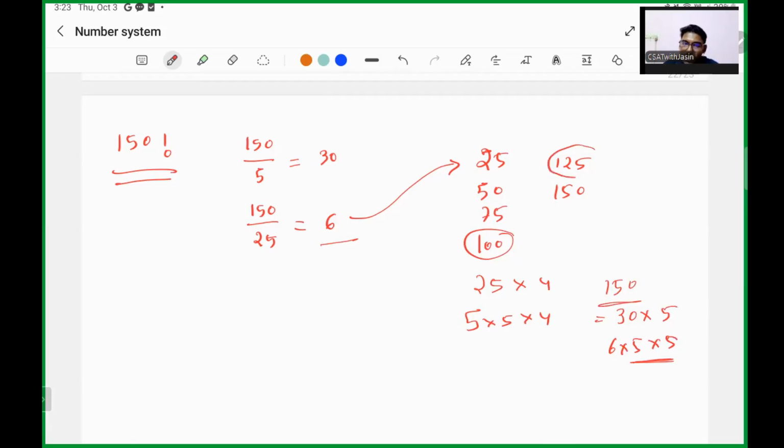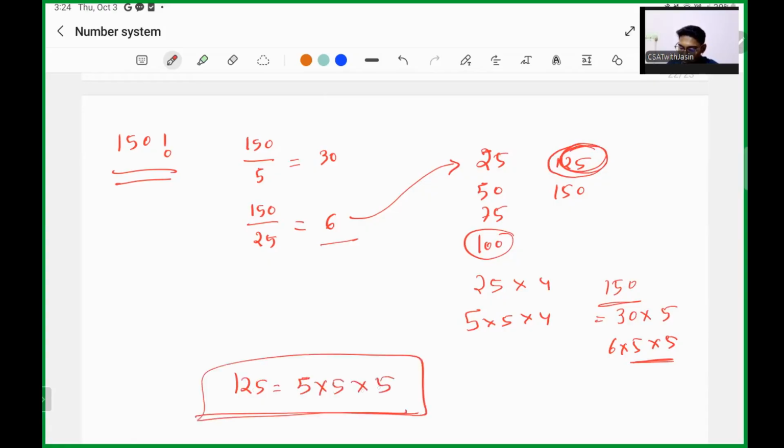It is actually 125. 125 means 5 into 5 into 5. Yes, 125, as was said. So there are three 5s inside 125, and you needed to count 125 as 3. But if you are adding 30 and 6, you are only counting it as 2.